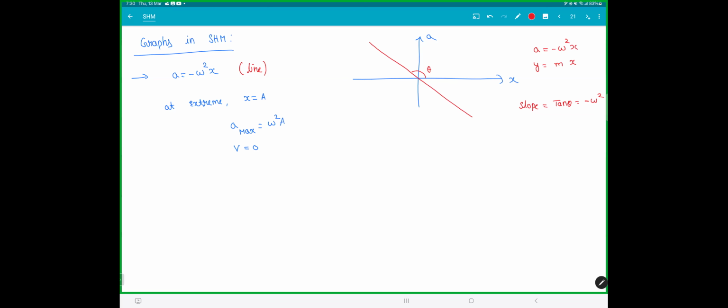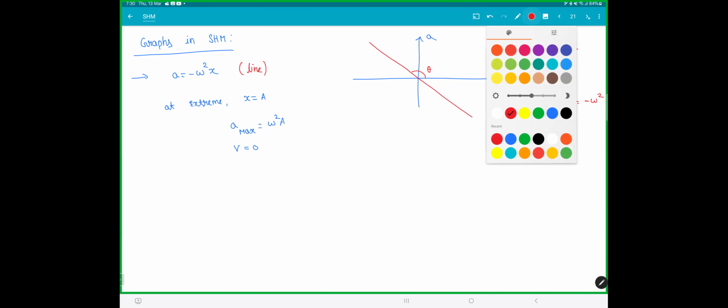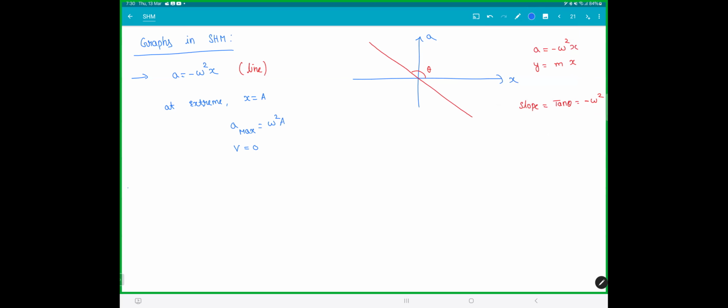So omega square was tan 135, so that is minus tan 135. You got omega is 1 and time period is 2 pi by omega. Straightforward question. So an AX graph is a straight line.